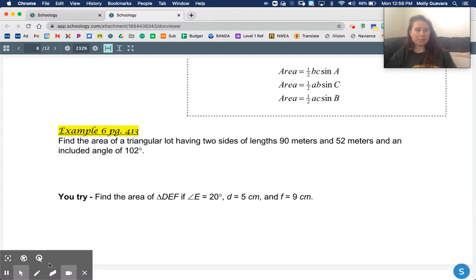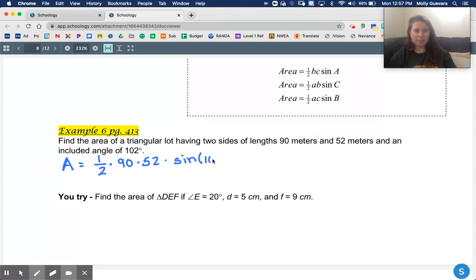Example 6 says, find the area of a triangular lot having two side lengths of 90 and 52 and an included angle of 102. Here it doesn't have a triangle or anything. You don't need one. It's telling me that the included angle is between the two sides. So my area is equal to 1/2 times both of my sides multiplied together, and then times sine of my angle. Remember, your angle always goes after sine.